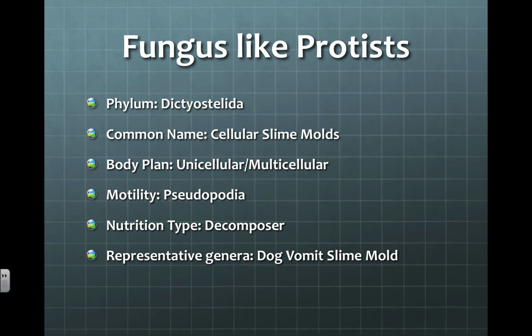And the genera, this isn't a true genus, but they call one of them the dog vomit slime mold. I don't know if you've ever seen dog vomit where it's sort of white and foamy, and that is not a slime mold, but one of the most common of this one looks like that, so that's why they call it the dog vomit slime mold.